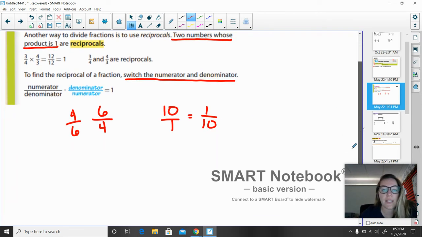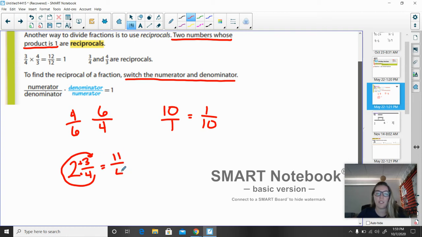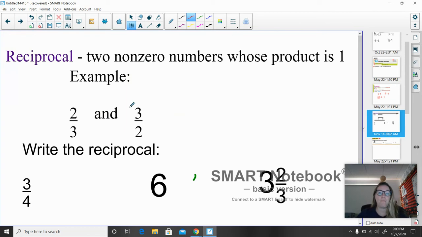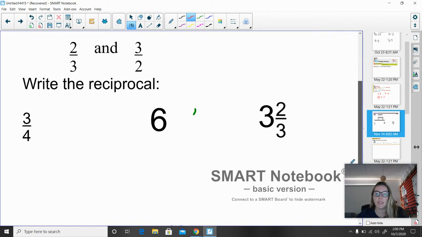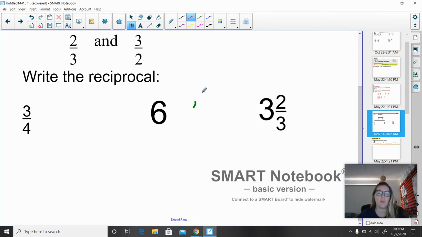If we have mixed numbers like 2 and 3/4, in order to find the reciprocal, we have to change it into an improper fraction first by doing a cartwheel. So 4 times 2 is 8, plus 3 is 11. So I get 11/4. This is my improper fraction. To find the reciprocal, then I have to put my 11 on the bottom and my 4 on the top. And we're going to use this when it comes to dividing fractions. So 2/3 and 3/2 are reciprocals. So go ahead and pause and find the reciprocals of these three numbers.